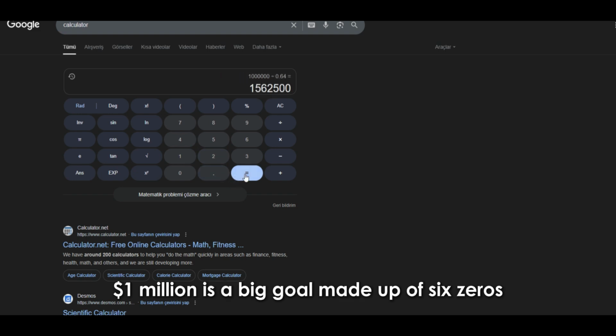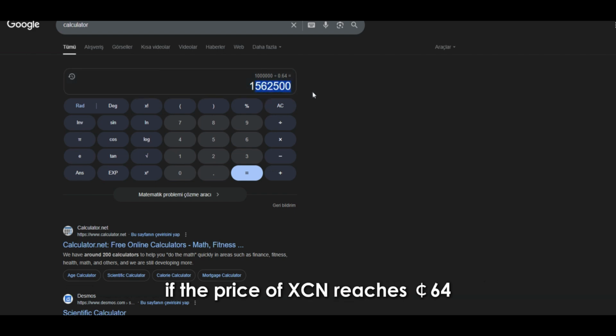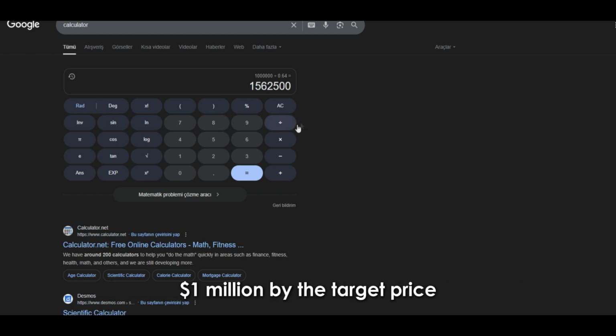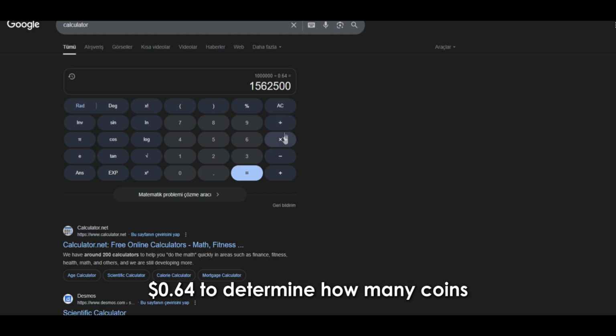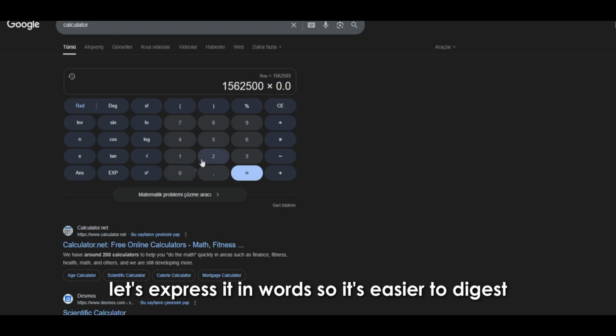$1 million is a big goal made up of 6 zeros. To reach this amount, we need to figure out how many XCN we would need if the price of XCN reaches 64 cents. This means we need to divide our target amount, $1 million, by the target price, $0.64, to determine how many coins we'd need.